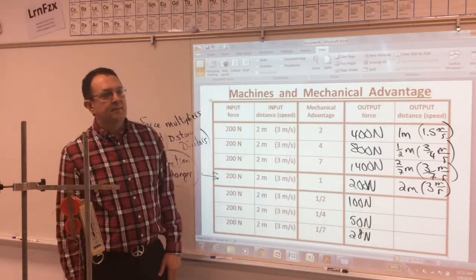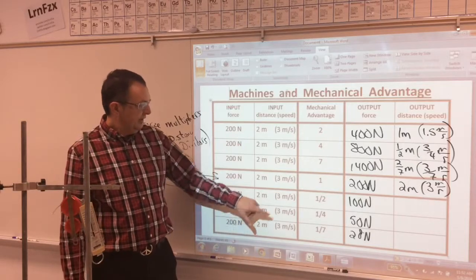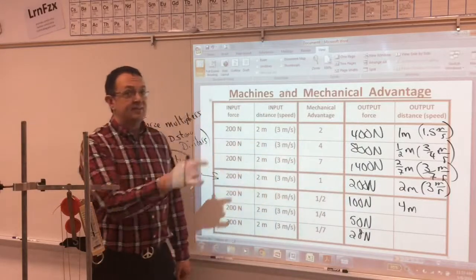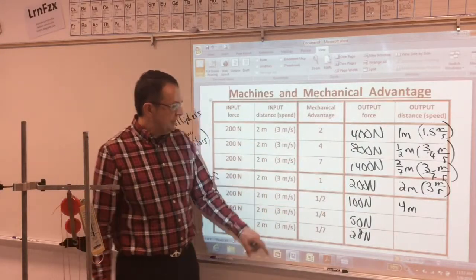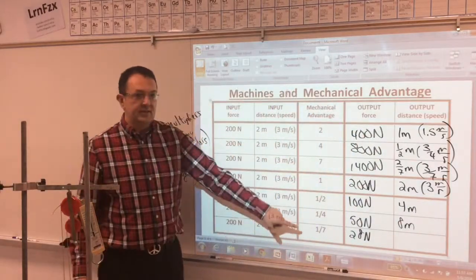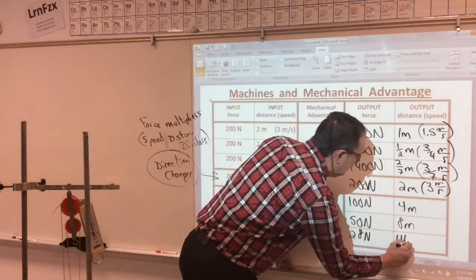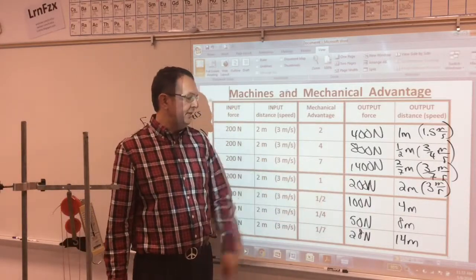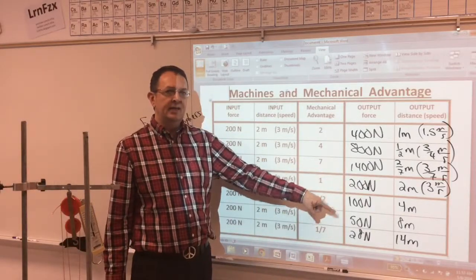It's a speed and distance multiplier. So 2 meters times 2 gives you 4 meters. Oh, that's the point of this machine. 2 meters times 4 gives you 8 meters. And 2 meters times 7 gives you 14 meters. You get a whole lot of distance, and that's what you want in these particular cases. You want speed and distance.